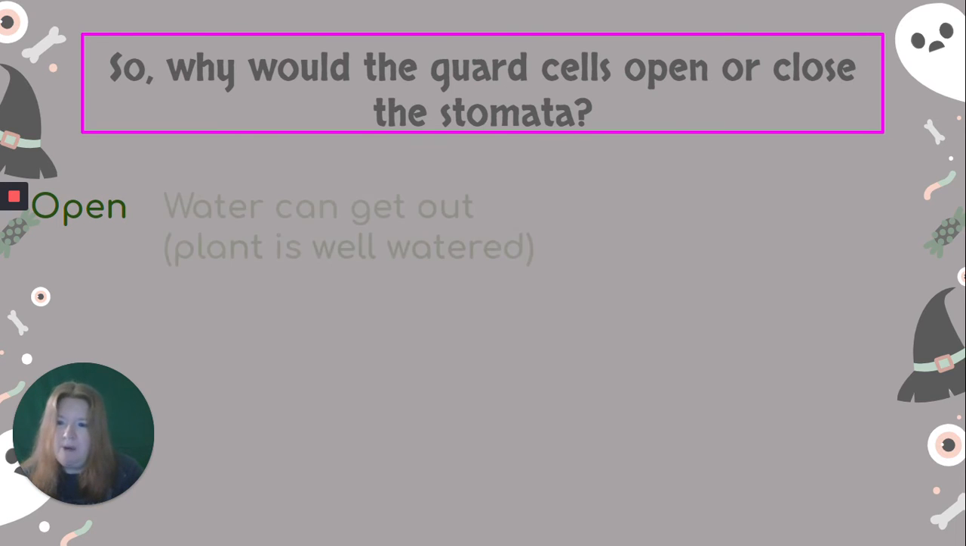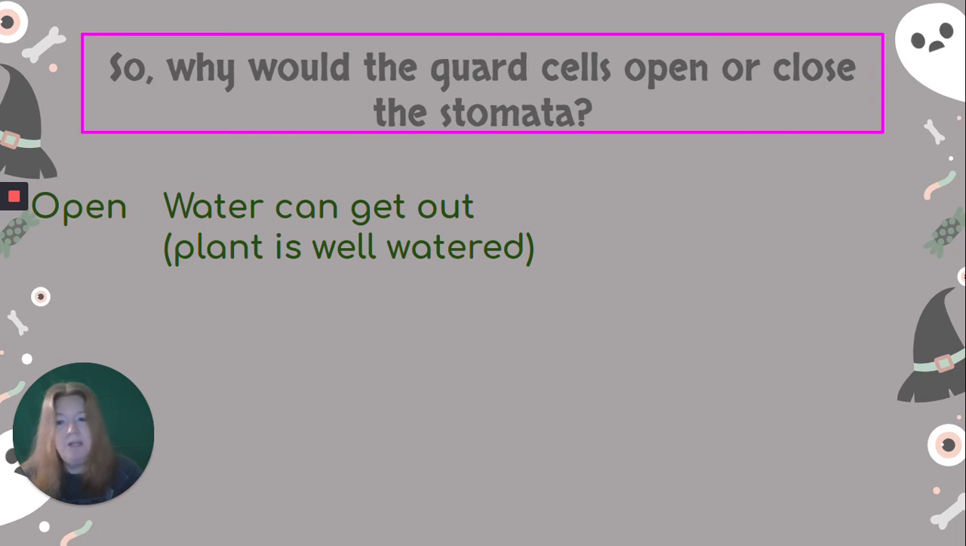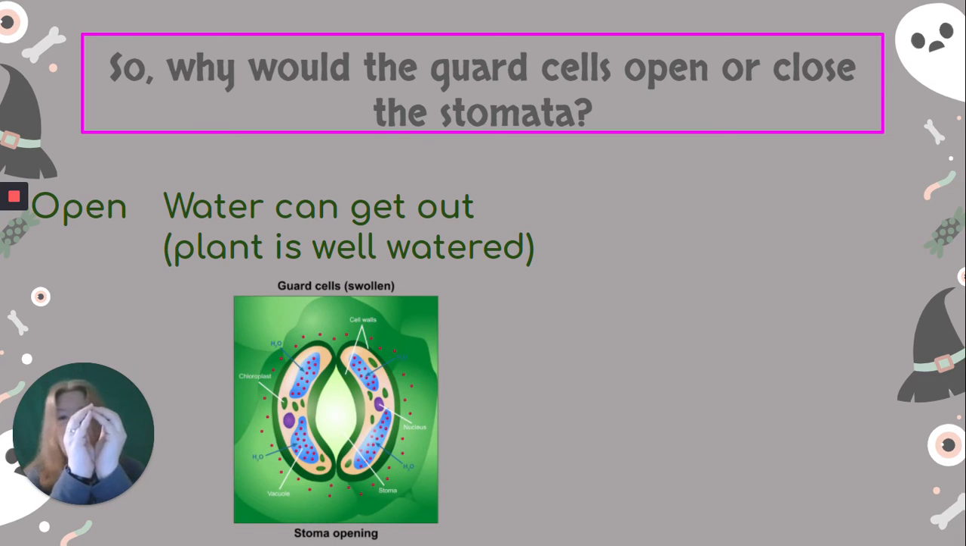Well, why would they want to be open? The water can get out and oxygen can get out, so the plant is well watered, has plenty of water. Here's the thing. Although the stoma is open so oxygen can get out, since the hole is open, water can also get out. If the plant is well watered, that's no big deal. So we have these guard cells and they're swollen with water. So when they're swollen, they kind of bulge out like this and make a nice opening.